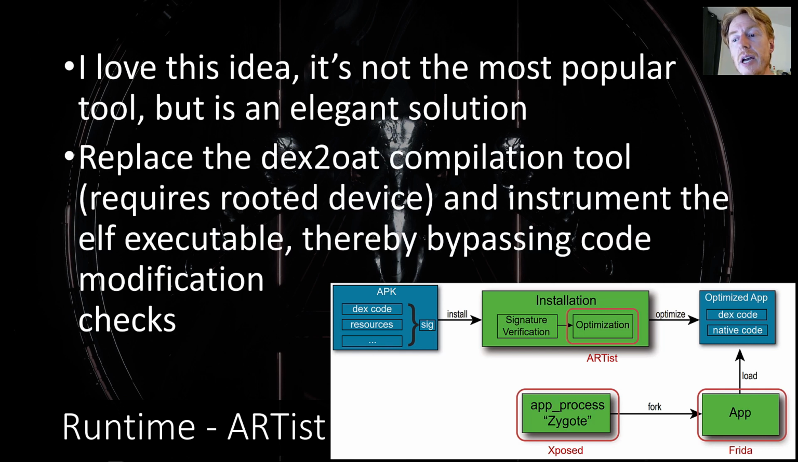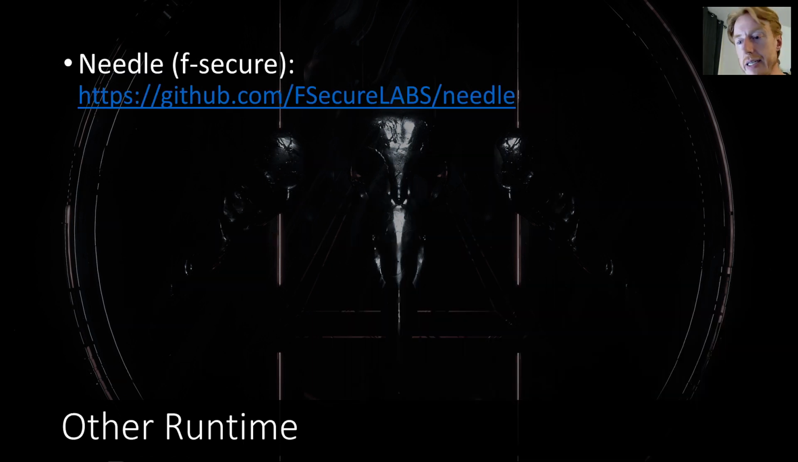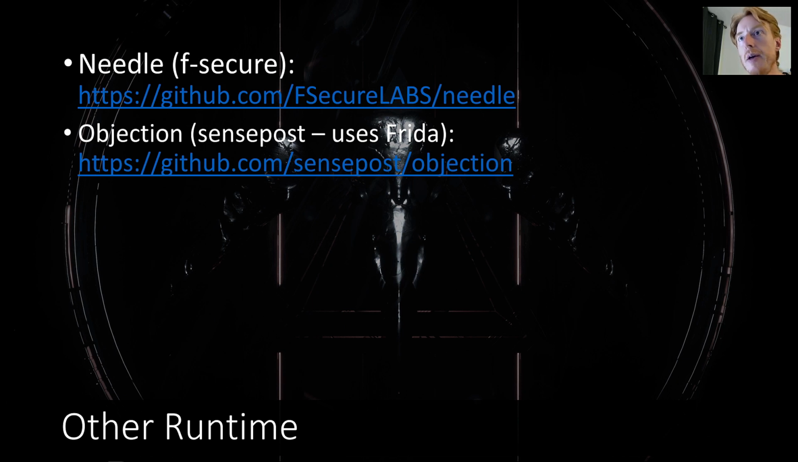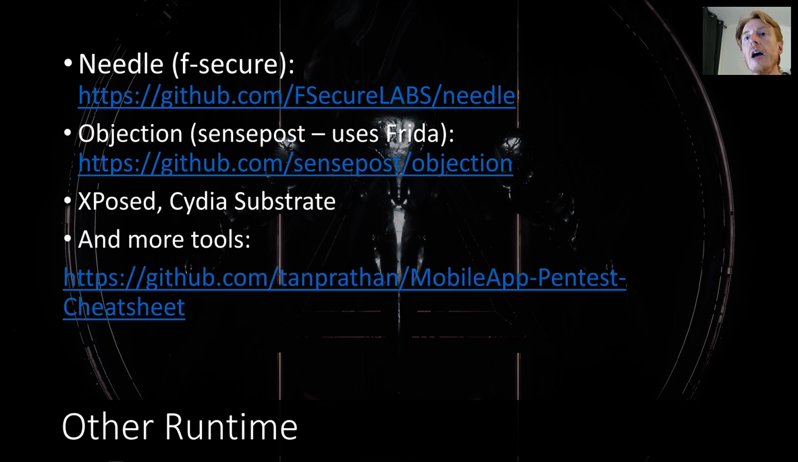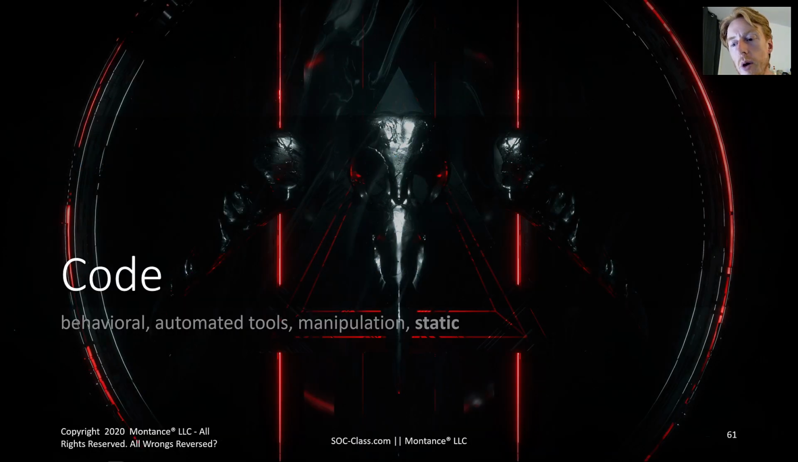Another one that's awesome in terms of runtime manipulation that's a really cool idea is Artist. Now Artist actually replaces the compiled, optimized executable, which is what is created out of the APK classes.dex file. And it does this after the signature verification, so you can instrument the ELF. Super cool idea. So you can check out some of the talk at Black Hat 2018 by Schrantz on Artist. Other ones that are out there, I mentioned Needle for iOS. Objection basically sits on top of Frida in order to do some runtime stuff, expose, Cydia substrate. There are a whole bunch of tools that help you to do this.